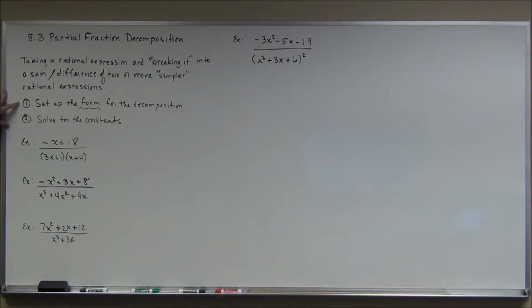So there are a couple steps that you have to do. The first step is the one I'm going to show you right now, which is to set up the form for a decomposition. The other is to find the constants, and that's going to make more sense when you see the form of the decomposition.